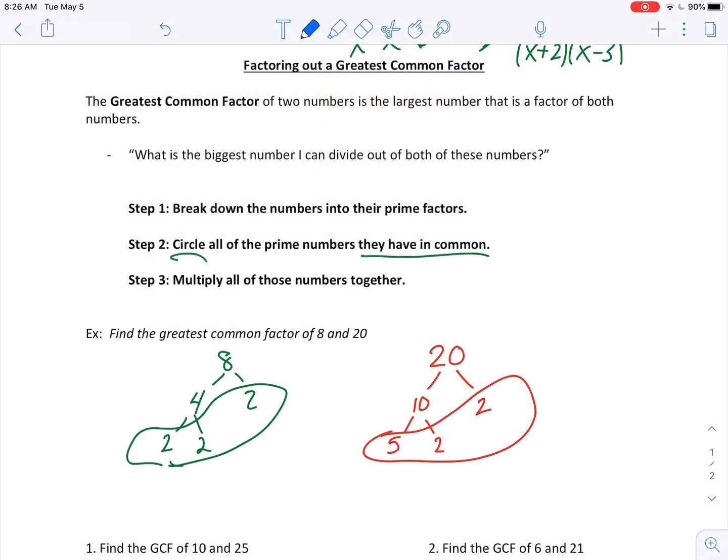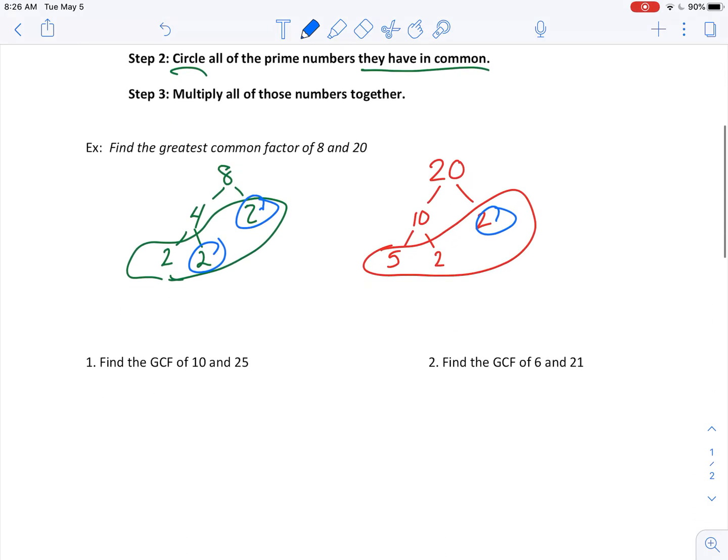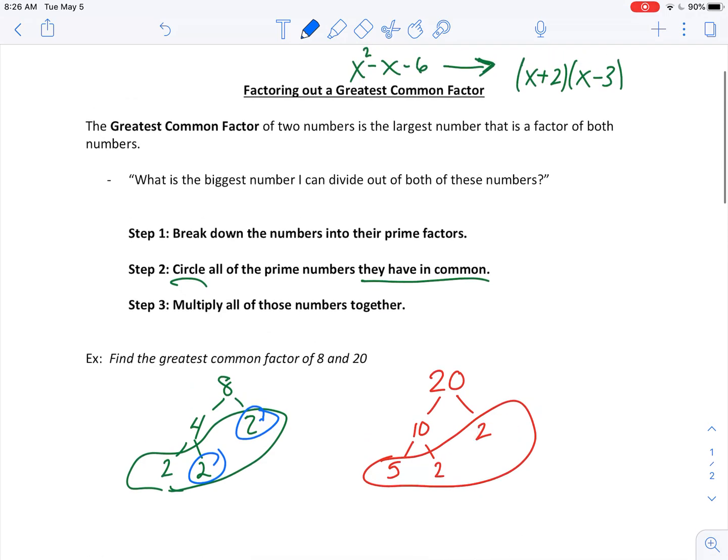Now, we're going to circle what they have in common. Well, they've got 2 2's in common. And that's it. Other than that, we've got a 5 and we've got a 2. So our GCF, our greatest common factor, is going to be 2 times 2. We're going to multiply those common factors together. So 2 times 2, our GCF is 4.